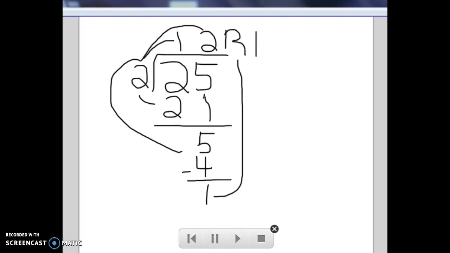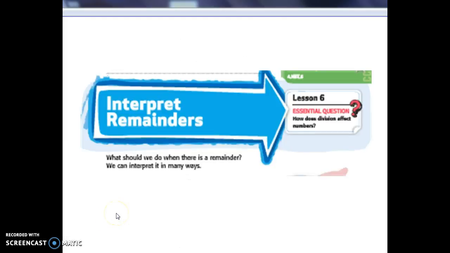Now we're going to practice more of that in class today, but you have the basics down. So let's take a look. Lesson 6 tomorrow is going to be interpret remainders. And what should we do when there is a remainder? We can interpret that in many different ways.